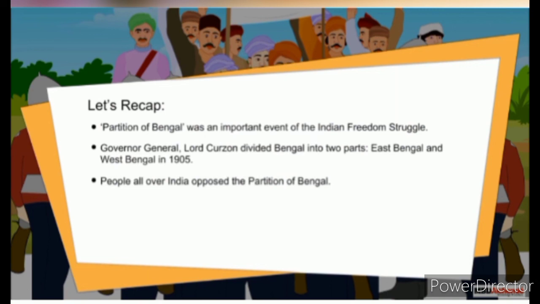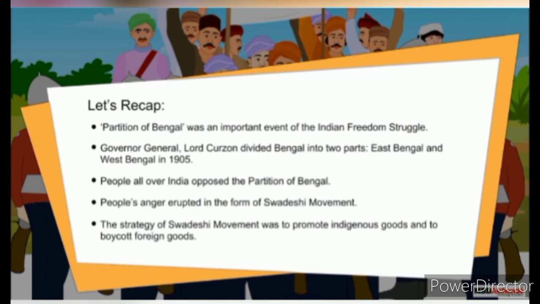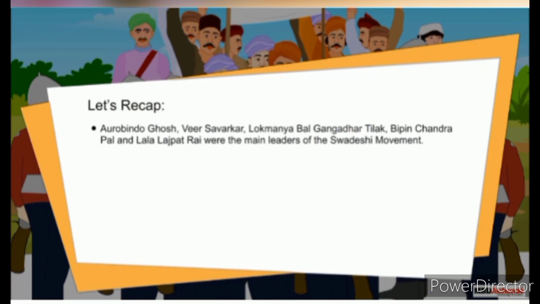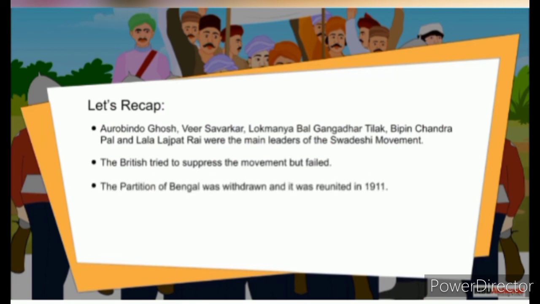People all over India opposed the partition of Bengal. People's anger erupted in the form of the Swadeshi movement. The strategy of the Swadeshi movement was to promote indigenous goods and to boycott foreign goods. Aurobindo Ghosh, Veer Savarkar, Lokmanya Bal Gangadhar Tilak, Bipin Chandra Pal and Lala Lajpat Rai were the main leaders of the Swadeshi movement. The British tried to suppress the movement but failed. The partition of Bengal was withdrawn and it was reunited in 1911.